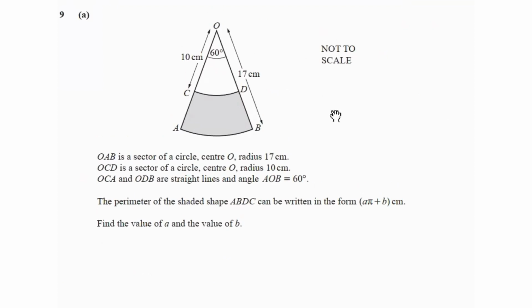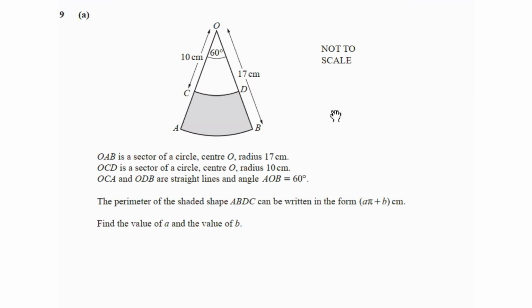Question 9 says OAB is a sector of a circle center O radius 17 centimeters. OCD is a sector of a circle center O radius 10 centimeters. OCE and ODB are straight lines and angle AOB is 60 degrees. The perimeter of the shaded shape ADBC can be written in the form of A pi plus B centimeters. Find the value of A and B.